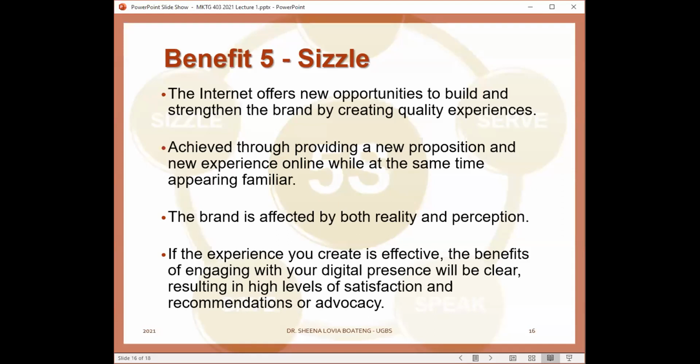So through the internet, firms can offer customers new propositions that in the offline setting, they were not able to. But because of the innovative capabilities of the internet, they are able to give customers all these new propositions that help them to have new experiences. So even though it is the same brand that they know in the brick and mortar or offline setting, it is the same brand offering them new experiences and propositions online.